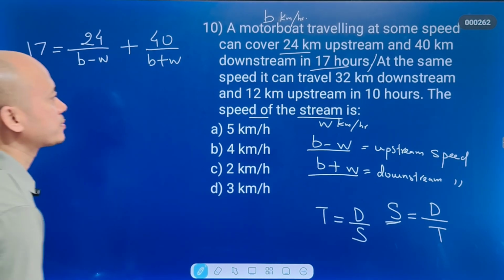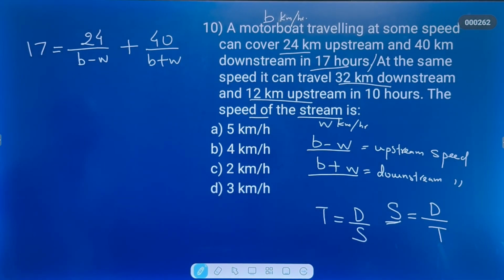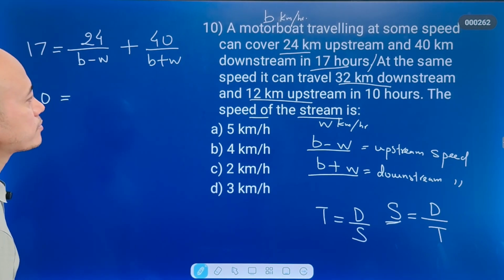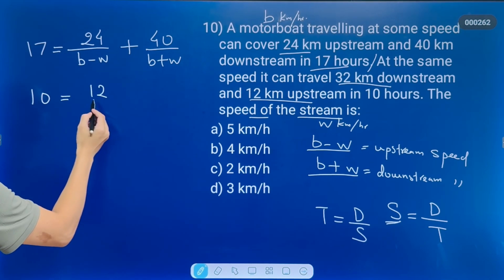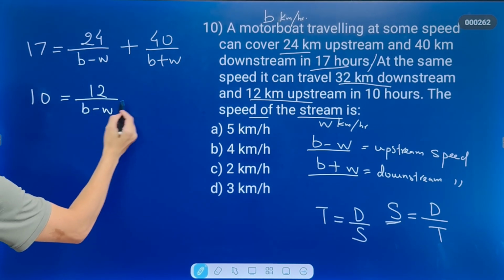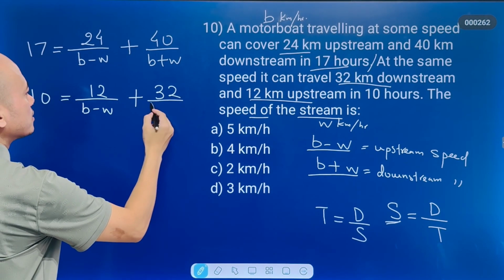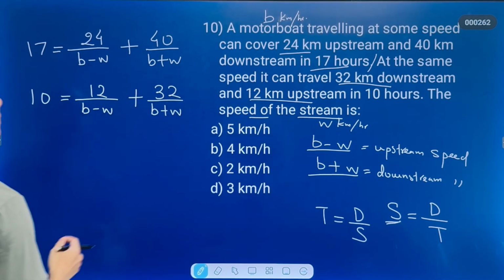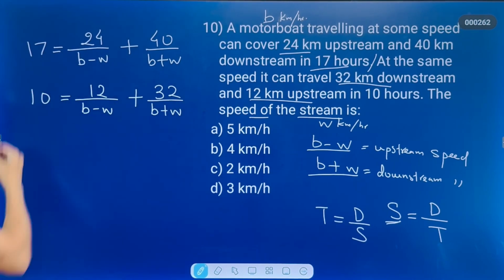Now, in the second case, at the same speed it can travel 32 kilometer downstream and 12 kilometer upstream in 10 hours. So, time is again given, 10 hours is equal to upstream how much? 12 kilometer upstream, so distance 12 kilometer upstream is B minus W, plus downstream 32 kilometer downstream, that is distance by speed. So, this is time, upstream time plus downstream time is equal to total time. This is also upstream time plus downstream time is equal to total time.